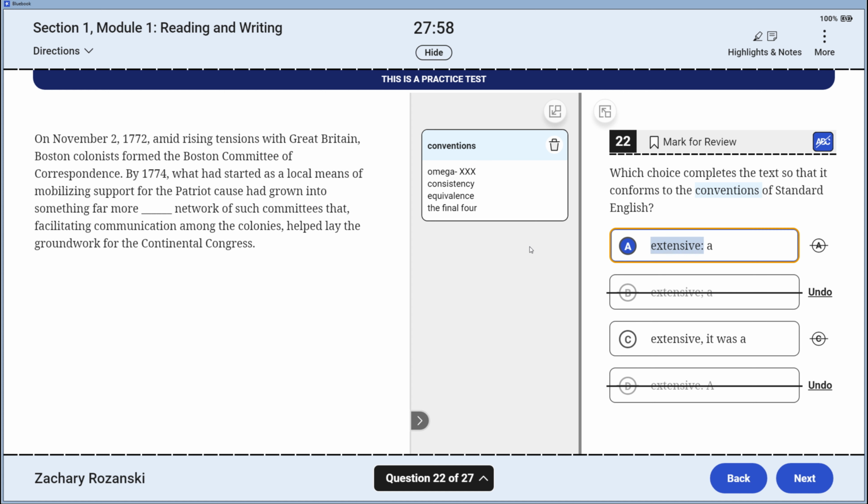So is there a complete sentence to the left? Let's go looking. We have "what it started as a local means of support." So what I want from you is you just read this and could you put a period right after "extensive"? If so, A is the right answer.